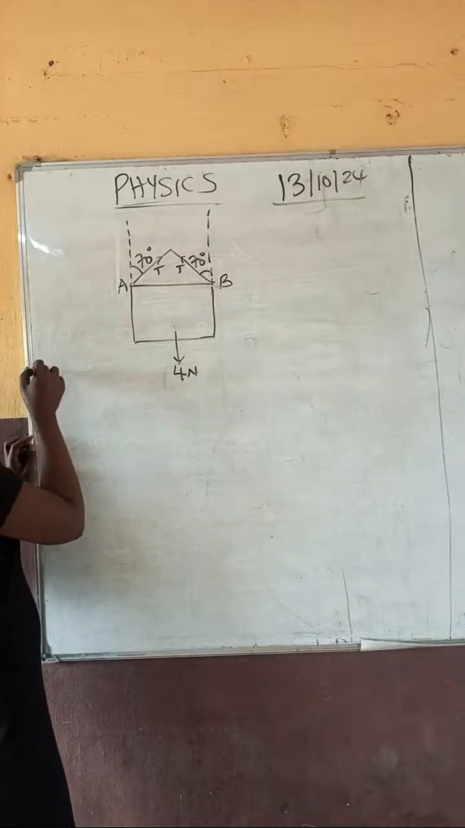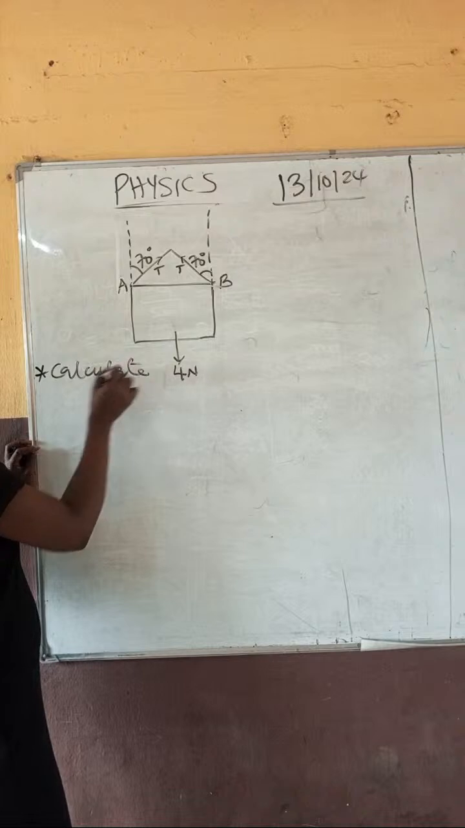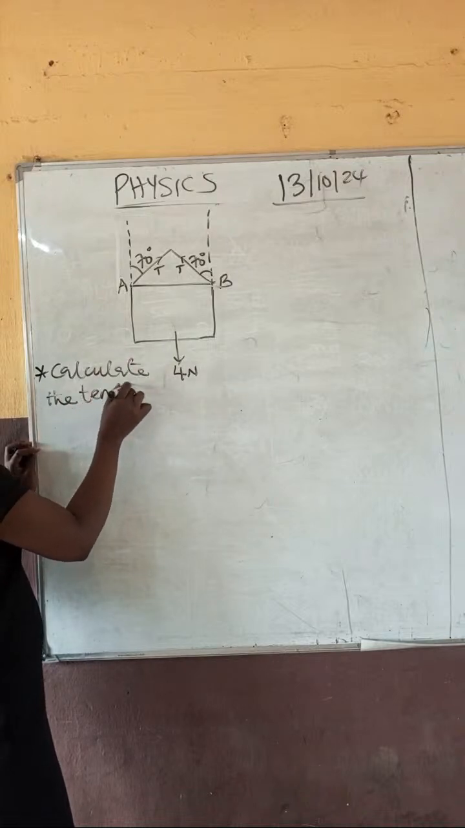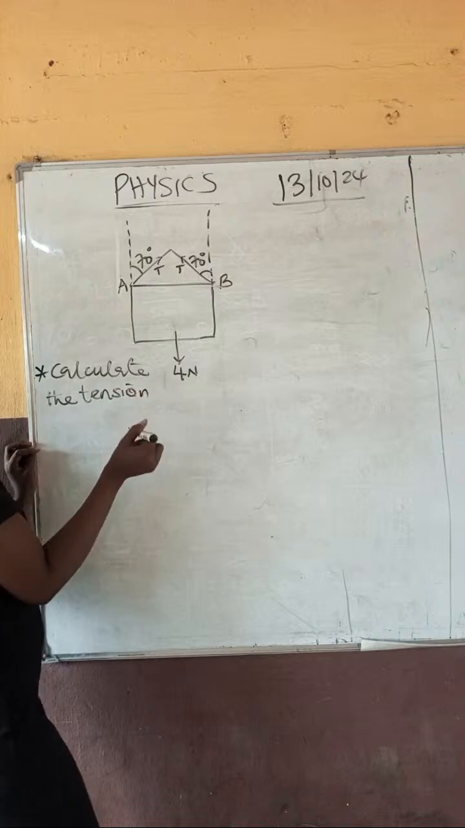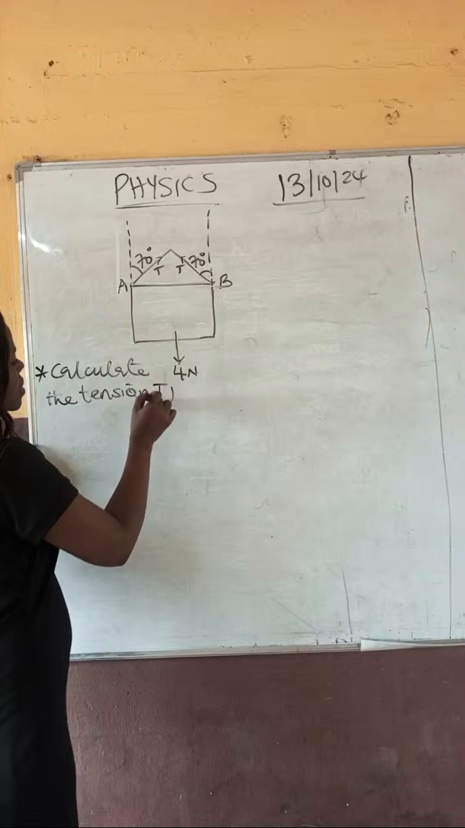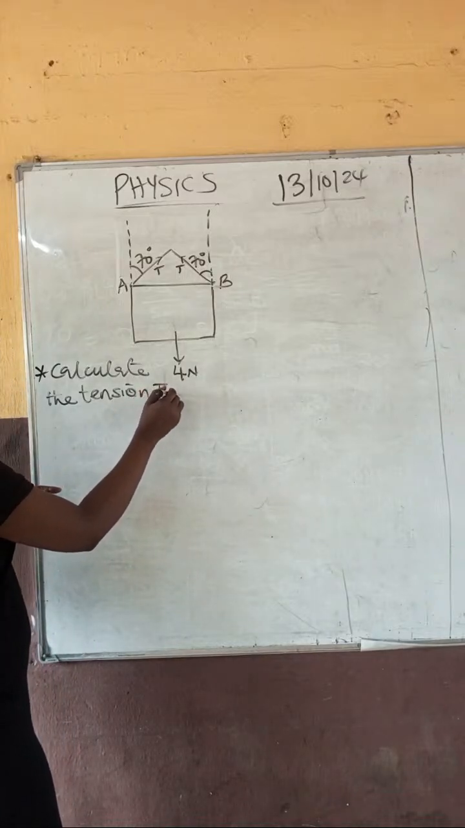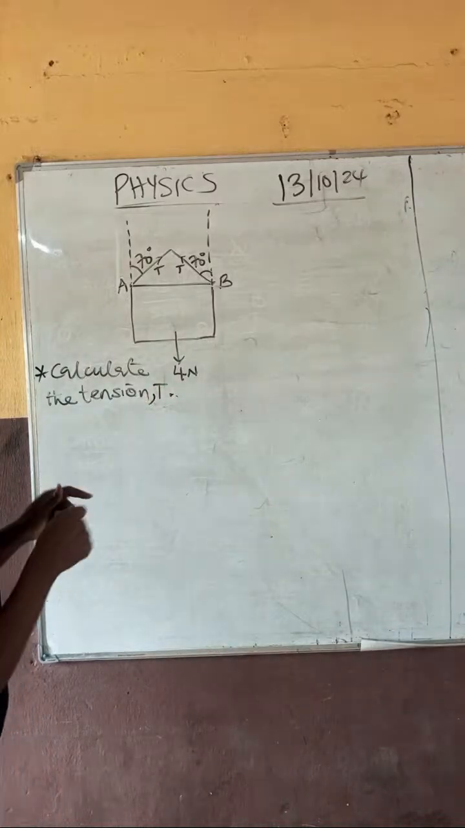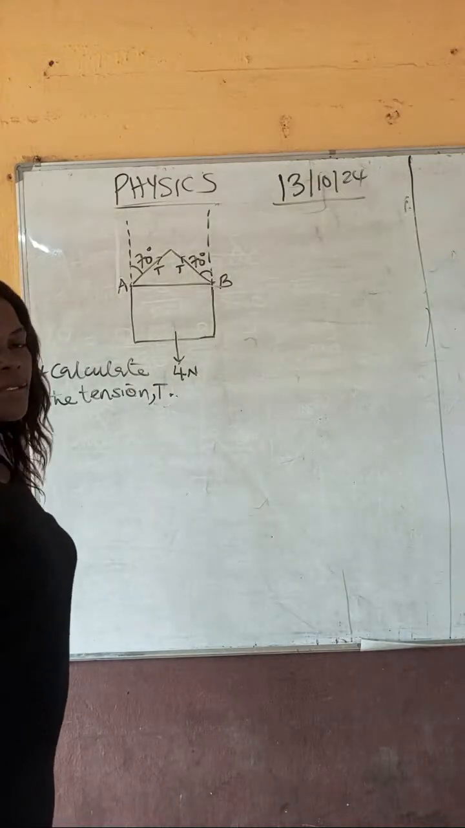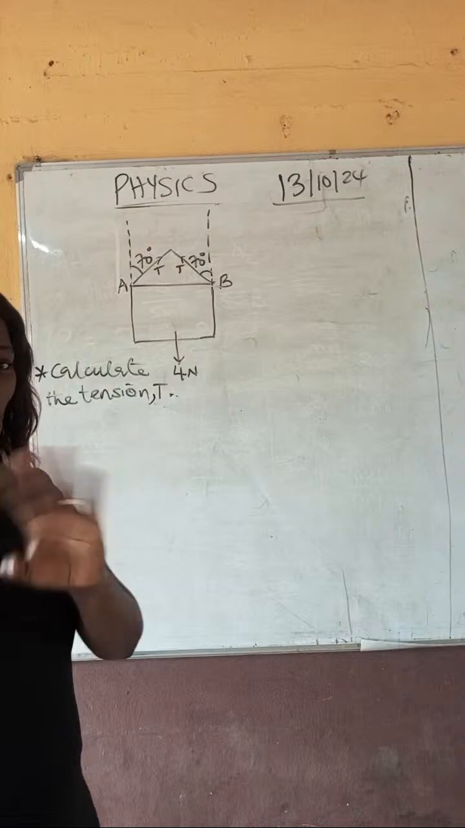Okay, the question says we should calculate the tension T. Now, the first thing we are going to do is to look at this diagram and look at the direction in which the vectors are going.